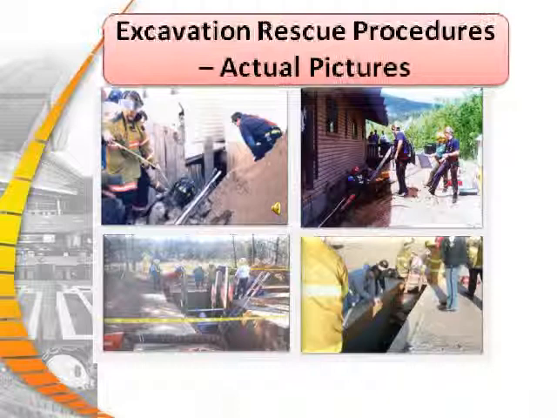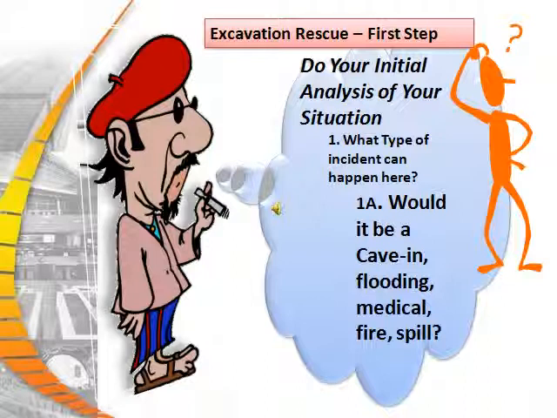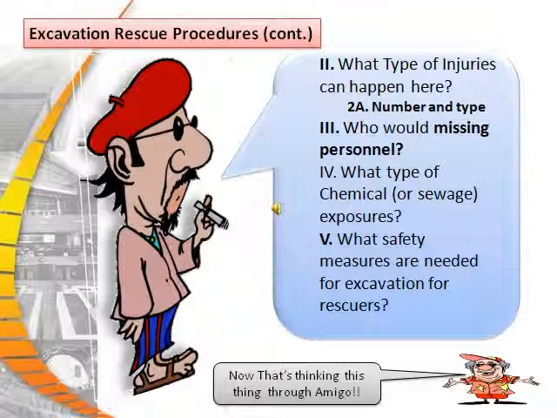Remember, do your initial analysis of your situation. What type of incident can happen here? Would it be a cave-in, a flood, a medical situation, a fire or a spill? What type of injuries can happen here? List the number and the type of injuries which would be expected. Who would be the missing personnel? Names, addresses, phone numbers. What type of chemical or sewage exposure? What safety measures are needed for excavation for the rescuers?